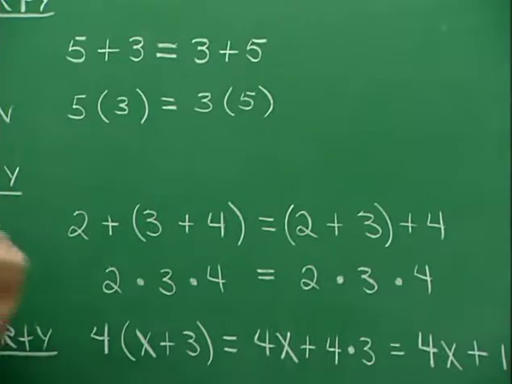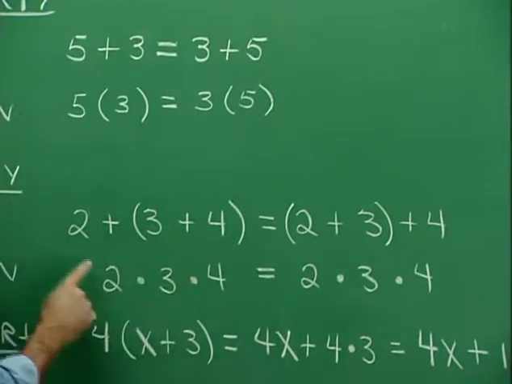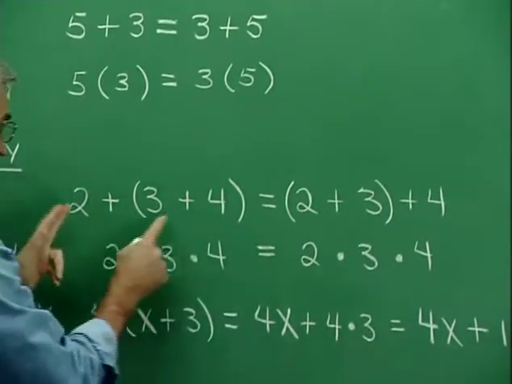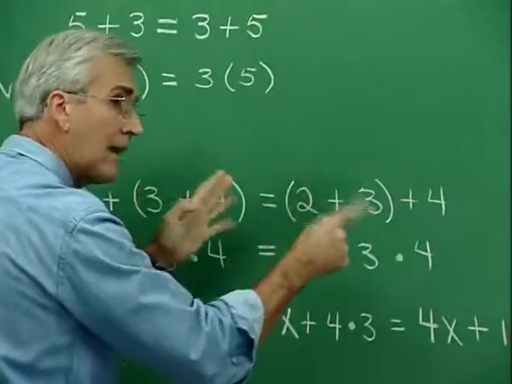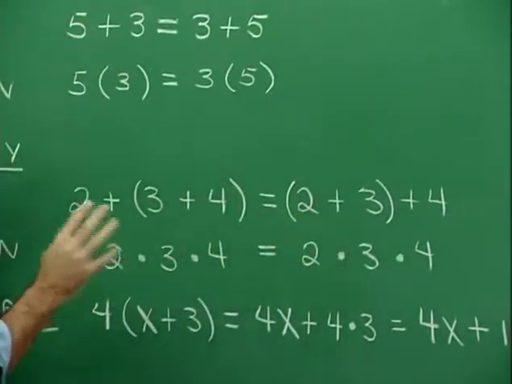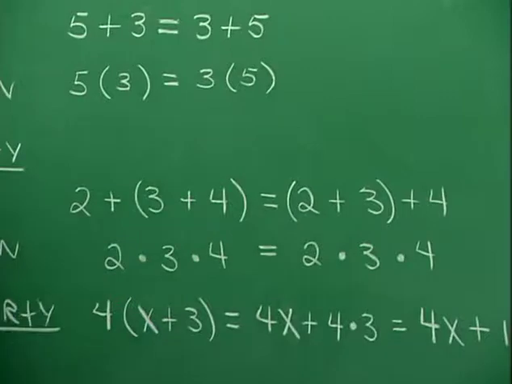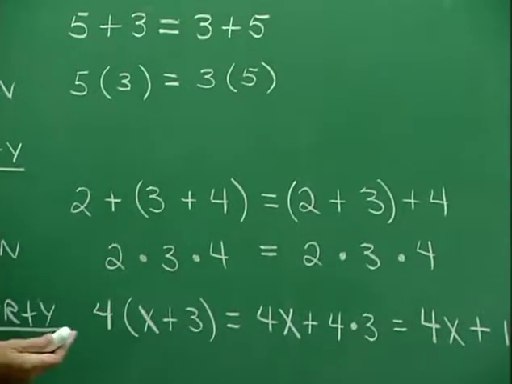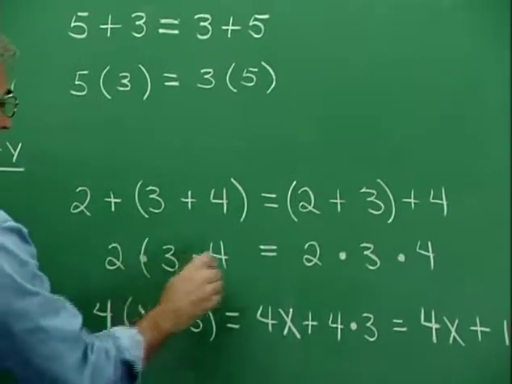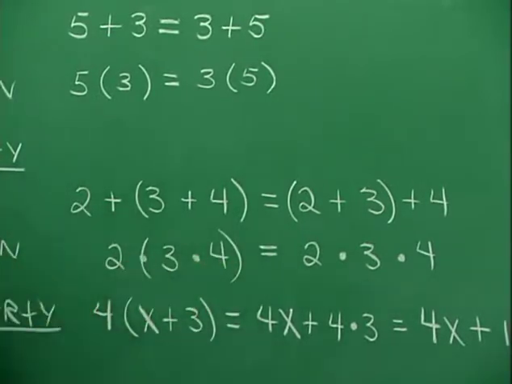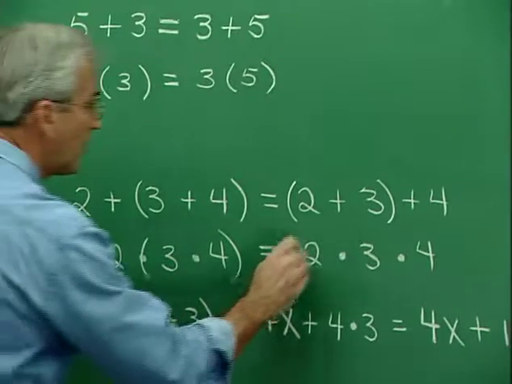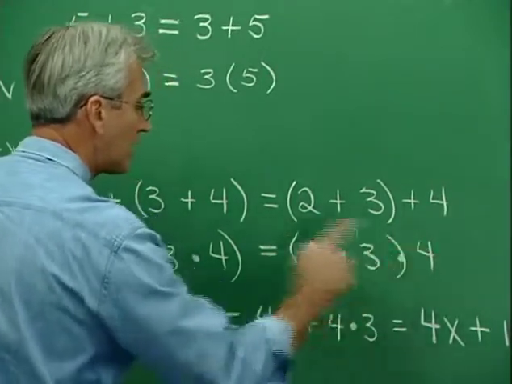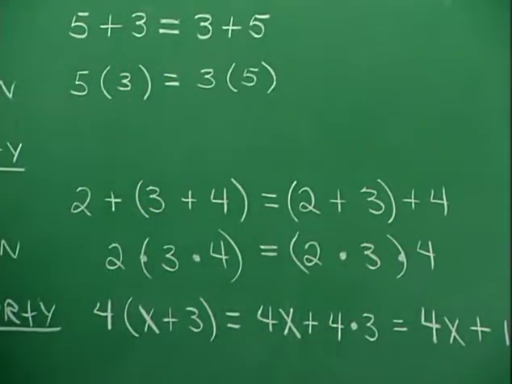Now notice that the order of the numbers hasn't changed. We have 2, 3, and 4 in that order, 2, 3, and 4 in that order. It's only the association of them, the grouping of them, that's changed. Under multiplication, it's the same idea. If I have 3 numbers to multiply, I can multiply the first 2 first and then that product times the third, or I can multiply 3 times 4 first and then 2 times that product, and have the same result.